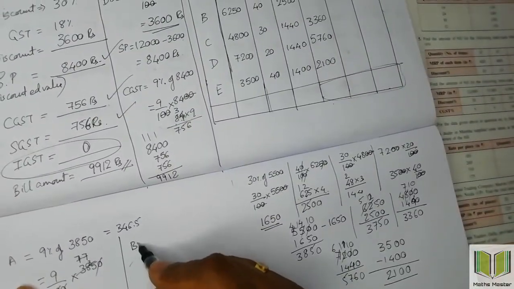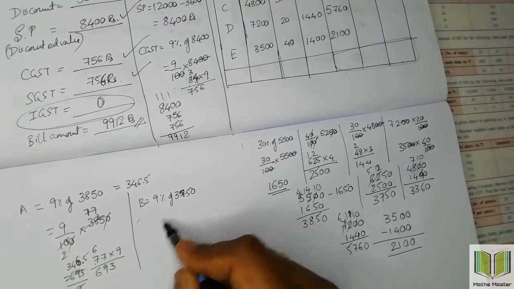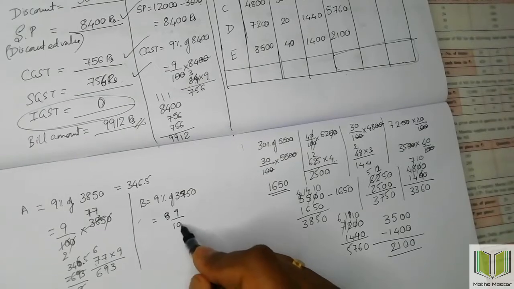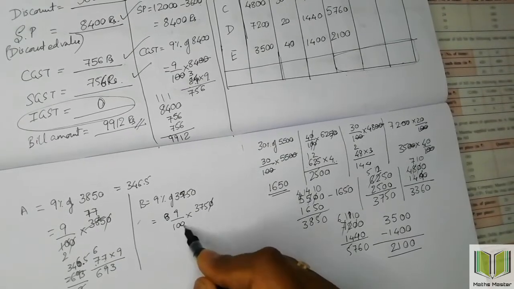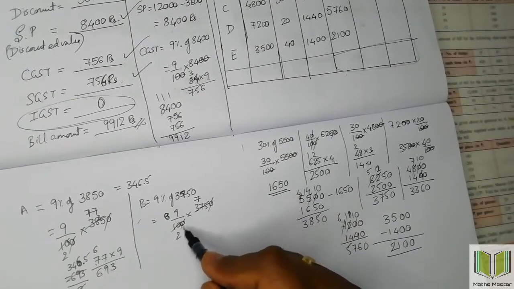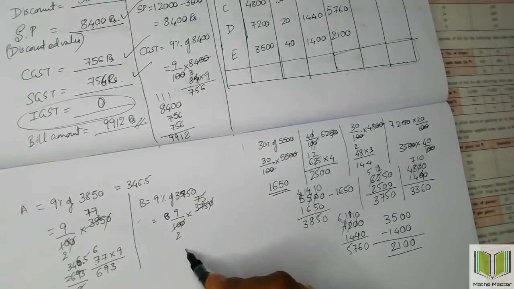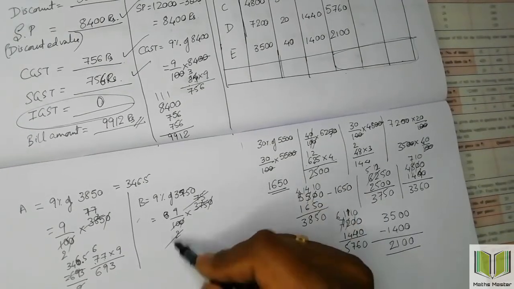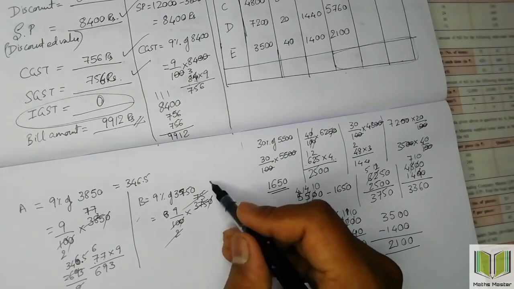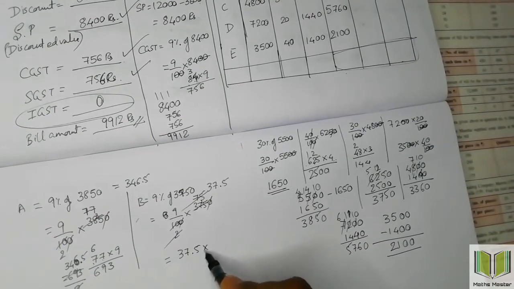The same way we'll be doing for all. Let me finish it off. B is equal to 9% of 3750, which is equal to 9 by 100 multiplied with 3750. The zeros get cancelled. 5 twos are 10, 5 sevens are 35, 2 goes on top, 75. So you can do either way like this. 2 times 75 divided by 2 will give me half of 75, which is 37.5. So 37.5 into 9.